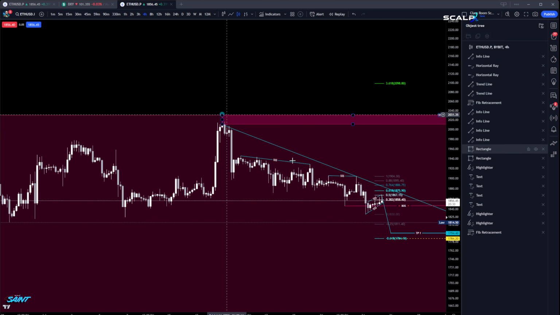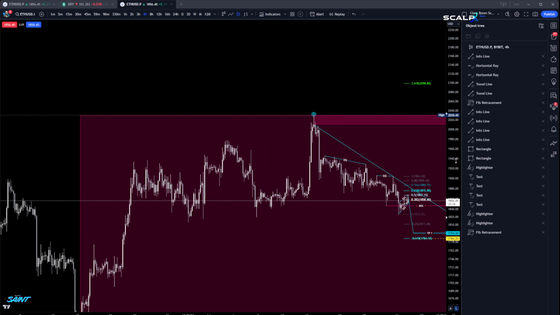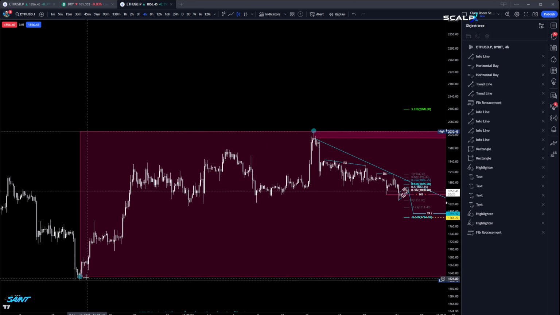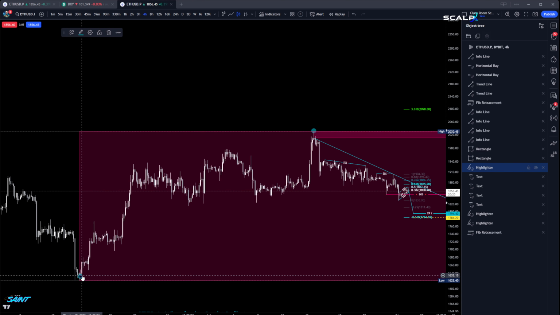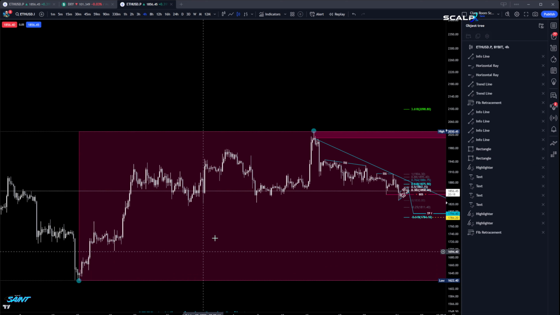So you want to look for significant lows, significant highs. This is a significant high. This is a significant low, right? Those are significant.